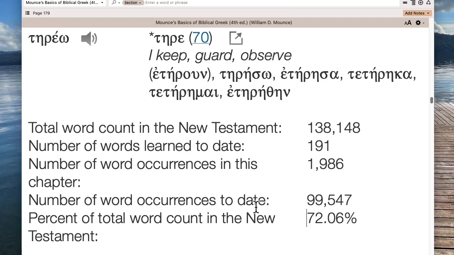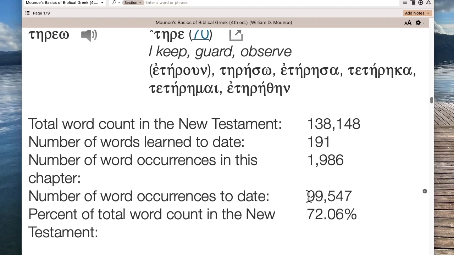And notice that with this number of word occurrences to date now, up through chapter 17, we are really getting close to 100,000. We're at 72%. That means if you were just to start reading the Greek New Testament, 72 out of every 100 words that you would encounter, you would recognize and be able to identify.